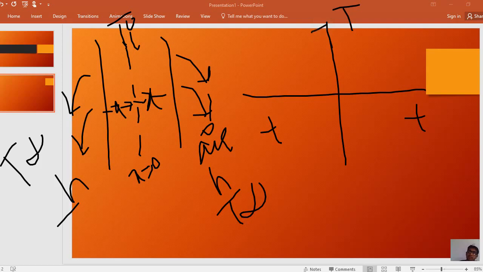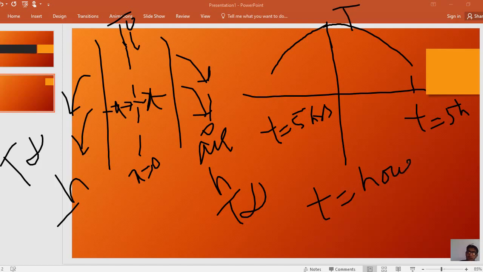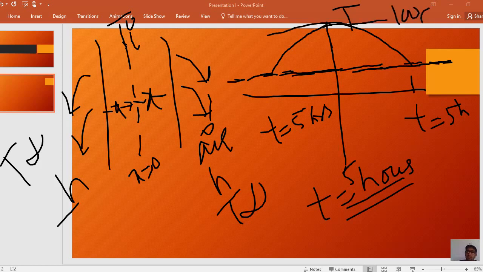So the temperature decreased with passage of time. Suppose the time is equal to 5 hours. After 5 hours, suppose the temperature becomes constant. Suppose initially Ti was 100 degrees, and after 5 hours the temperature reached 70 degrees C. So this temperature is our equilibrium temperature.